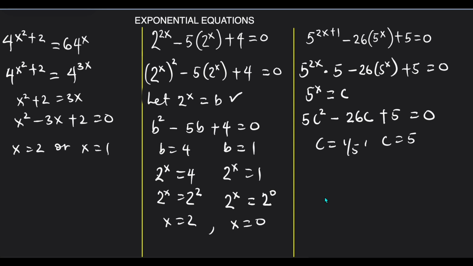So in the first case, knowing that c equals 5 to the power of x, we have 5 to the power of x equals 1 over 5, which is 5 raised to the power of minus 1. So by comparison, you have x equals negative 1. Case 2, we have 5 to the power of x equals 5 to the power of 1. Compare the power, x equals 1.